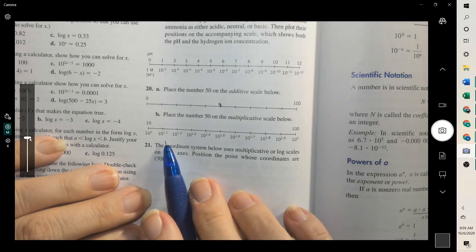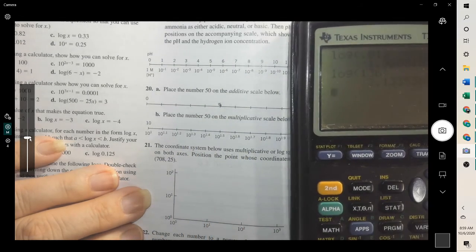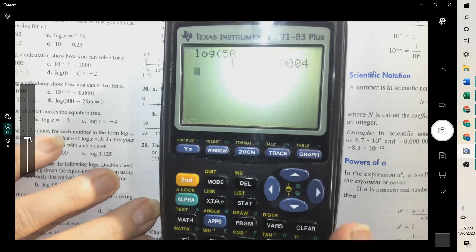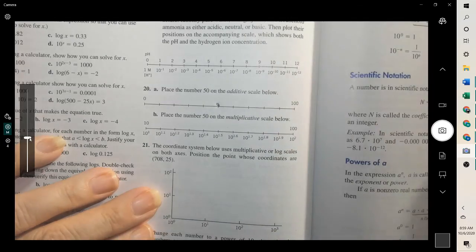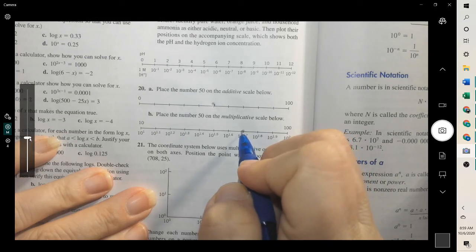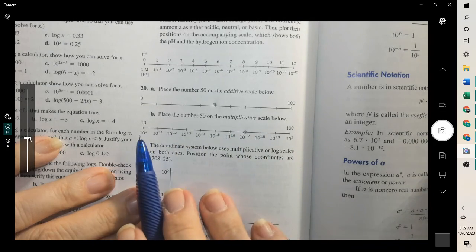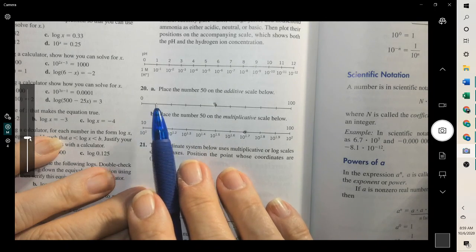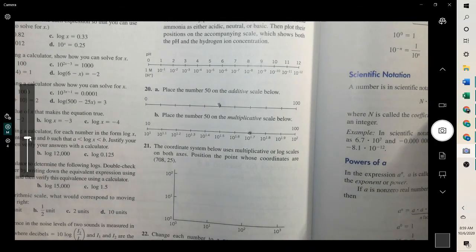This one is going by base tens. So to find where it would be, we'd need to take the log of 50. Log 50 is 1.7. So it would be 10 to the 1.7, it'd be right here. So this would be going by a multiplicative scale of base 10. And this one is going by units of 10, 10, 20, 30. Okay, and that's everything from this section.